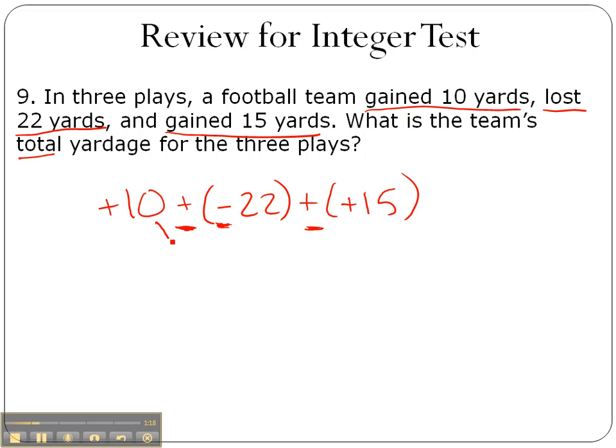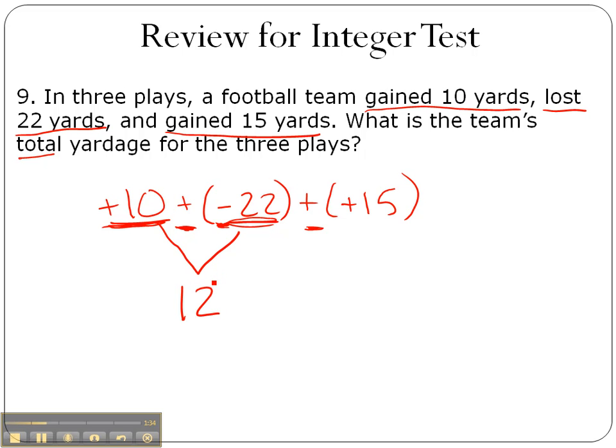First I'm going to do positive 10 plus negative 22. We have a positive 10 and a negative 22. Those signs are different. When the signs are different, you find the difference. So we're going to subtract. 22 minus 10 is 12.